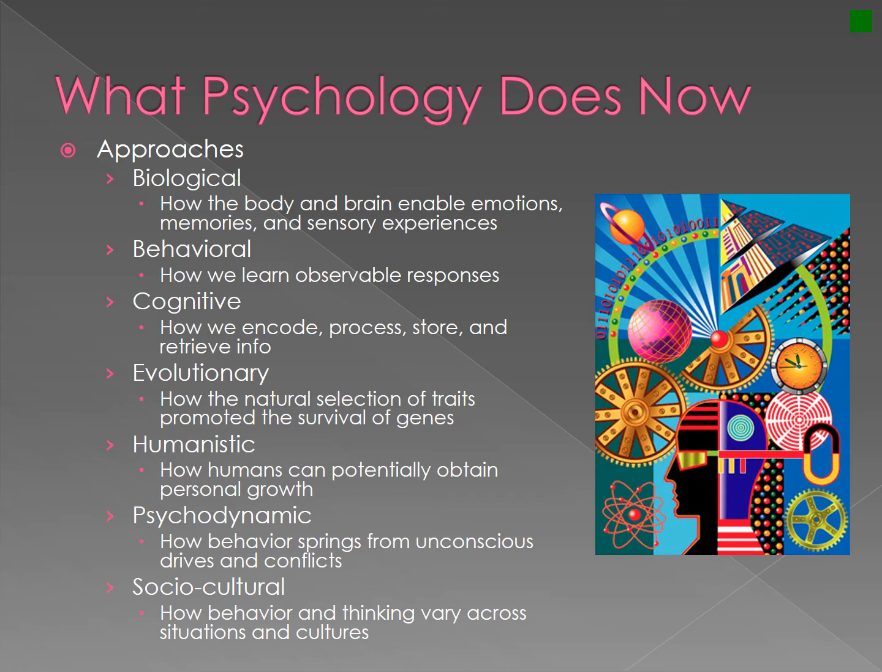So first we have biological psychologists. So this approach, they show how the body and brain enable emotions, memories, and sensory experiences. So they would be like, if there's a problem and someone has a certain issue, they're going to look at, do they have a chemical imbalance? Is something wrong with their brain? Did they inherit these characteristics?